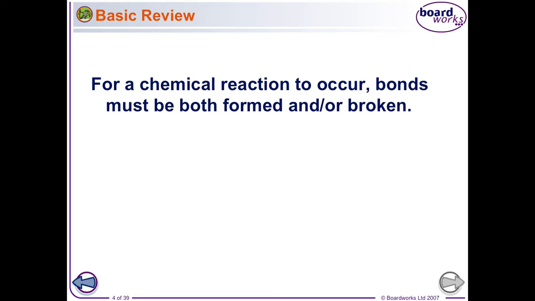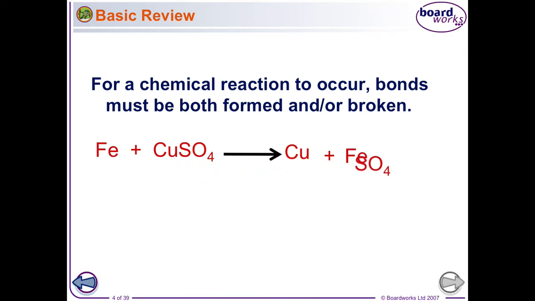That's review. We talked about that already. For instance, with hydrogen and oxygen, they form a bond creating water. And then through electrolysis, we can break that bond, creating hydrogen and oxygen separately. Another example here would be iron and copper sulfate. Copper breaks away and iron bonds with the sulfate. So you then end up with copper and iron sulfate.